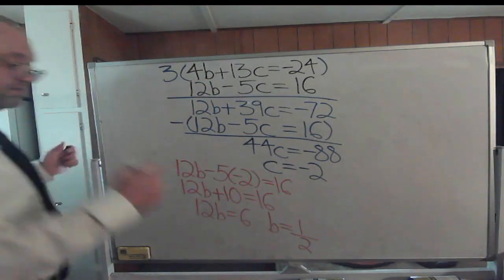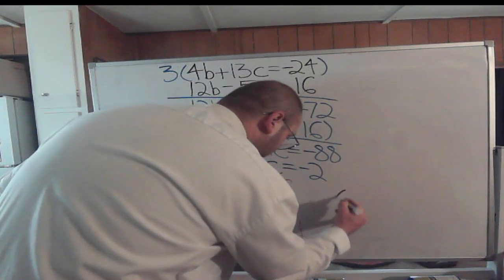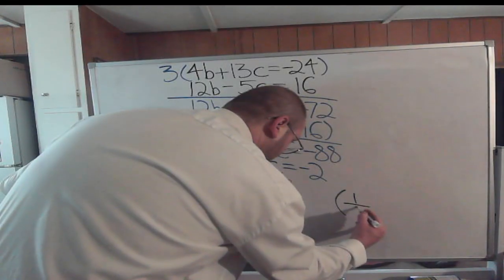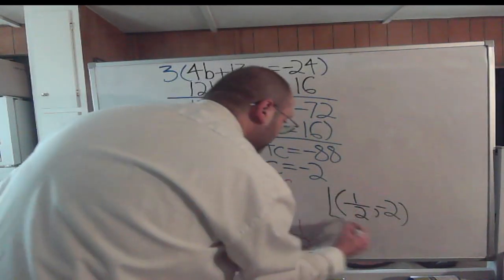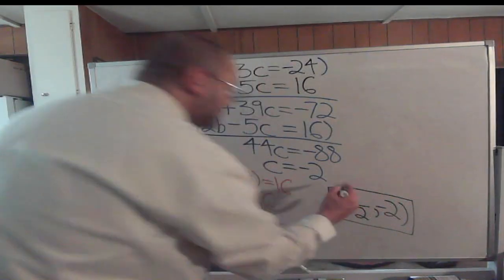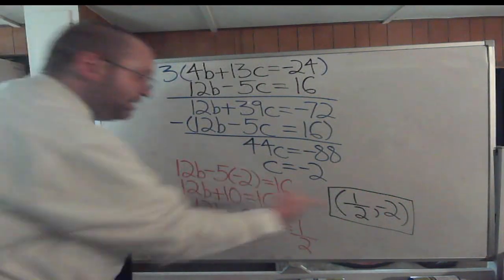So this goes in alphabetical order. Your ordered pair that's a solution is therefore 1/2, negative 2. So the ordered pair that's a solution for this system is going to be 1/2, negative 2.